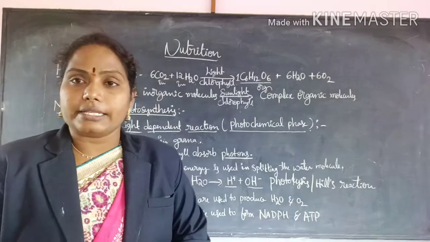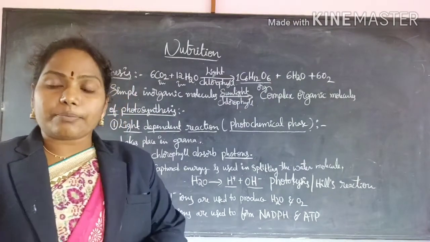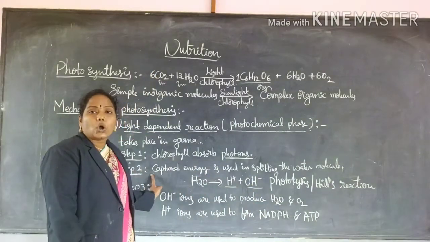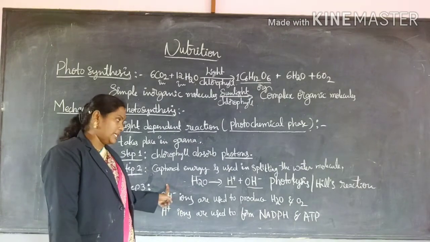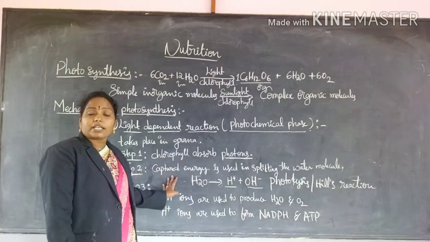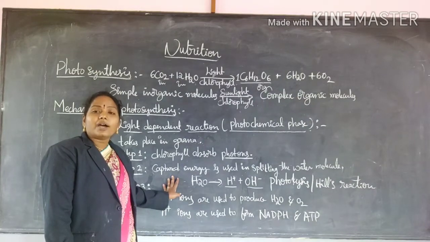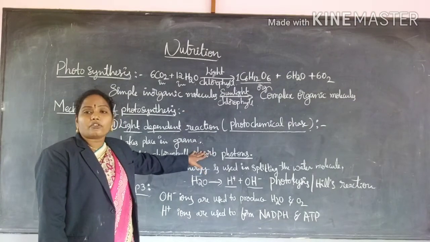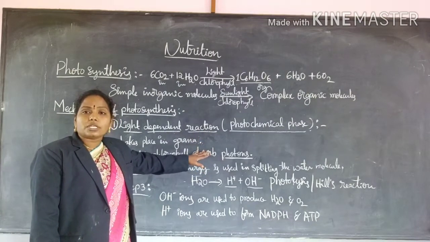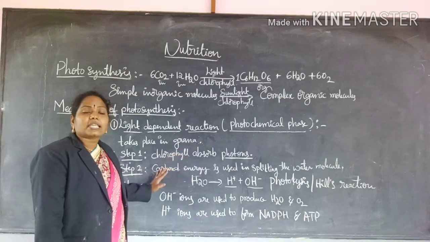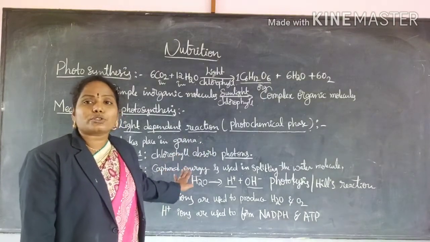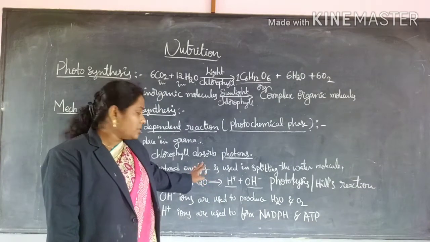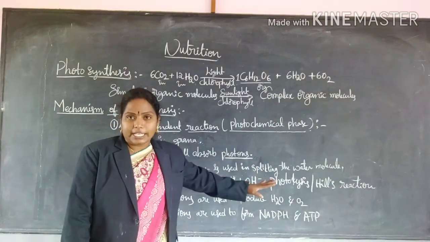This reaction is Hill's reaction. Step 2, we can say this is photolysis, or Hill's reaction, because it was discovered by Robert Hill. What did he discover? He discovered that in the first step chlorophyll absorbs the photon energy. In the second step, this photon energy is utilized to split the water molecule into two. So that is called Hill's reaction or photolysis. Okay, understood?